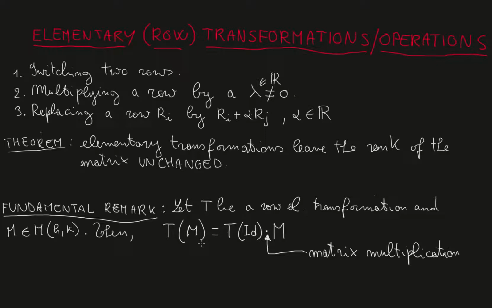So in the next lecture, we will state the main theorem that relates elementary row transformations to row echelon form of matrices.